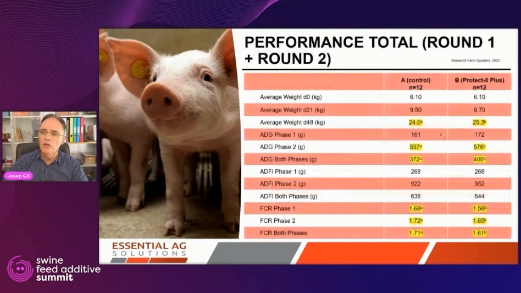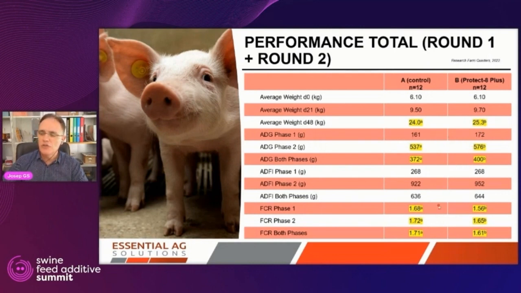In this case, we used the recommended dosage of 2 pounds per ton of the product. As you can see, when we put together both results, average weight at the end of the experiment, we had a statistically significant increase of over 1 kilo. That was the result of an increase during phase 2 of the trial. During the second portion of the trial, that's where we achieved the difference in growth. In the initial phase, there was an increase, but it was not significant.